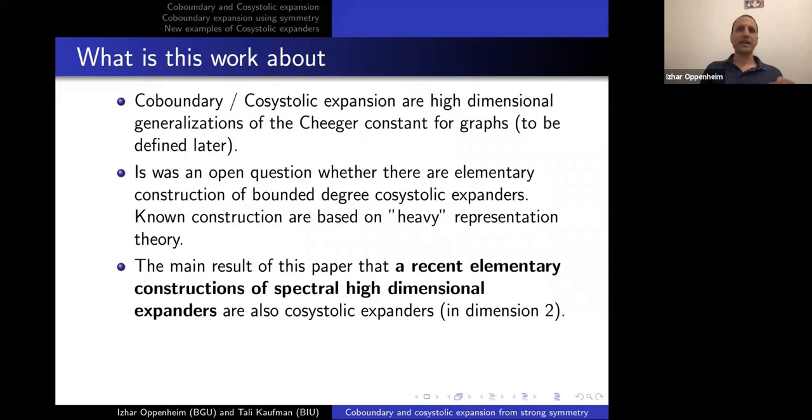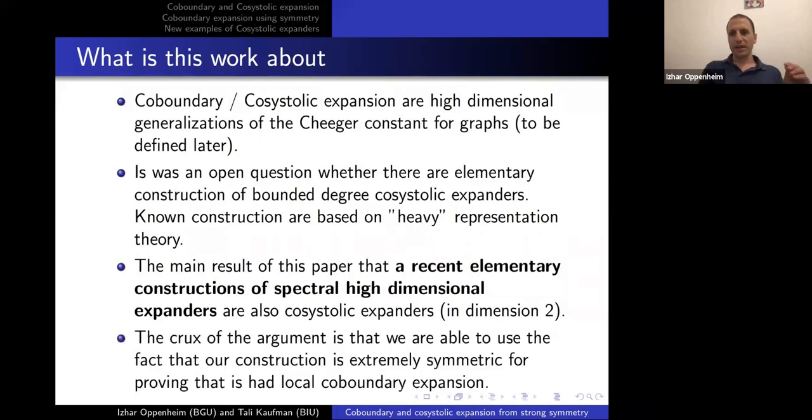What we did is that we already had an elementary construction for a different type of high-dimensional expansion called local spectral expansion, which is the analog of the spectral gap. This work shows that the elementary examples we had in that previous paper for high-dimensional spectral gaps are actually also examples of higher-dimensional cosystolic expanders.